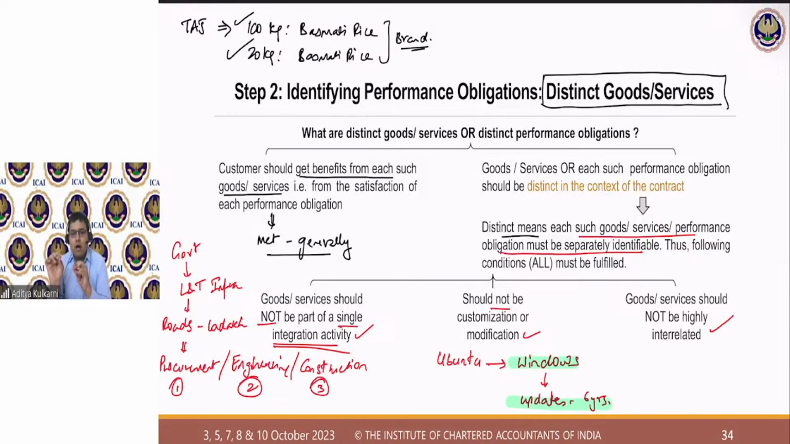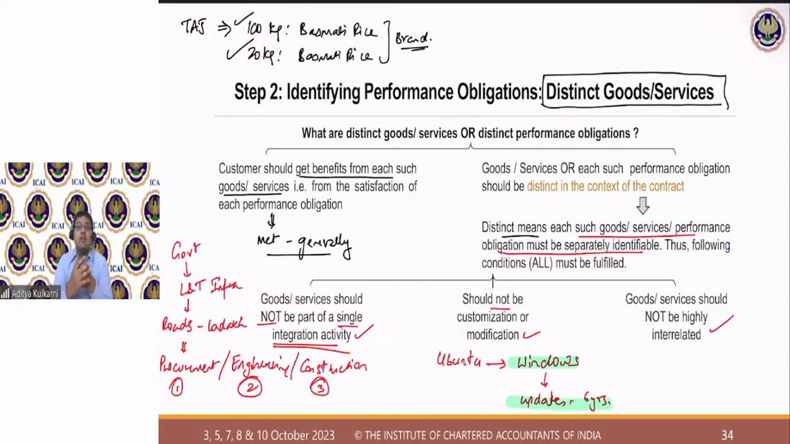So merely because they do not charge us for updates, that cannot be the ground for saying performance obligations are the same. No, the updates are only customizing or modifying the software that you have procured, and that is why though the updates are distinct, they are not distinct in the context of the contract. Though the obligations are identifiable, can you identify the objectives? Yes. Can you identify the obligations?